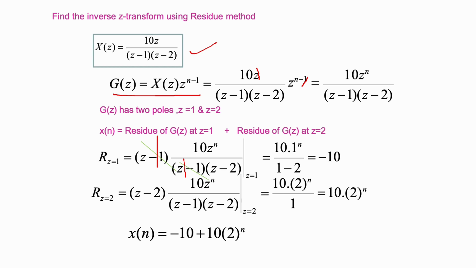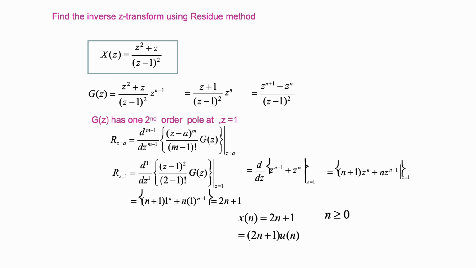Similarly, this is for the pole at z equal to 1. Then you have to find it for z equal to 2, that is this part. Now you add these two: minus 10 plus 10 times 2 to the power n. So this is the answer of the problem. We have to find residues for each and every pole, then add them; that will be the final answer. The next problem: X(z) equal to (z squared plus z) divided by (z minus 1) whole squared. We have to use the residue method.